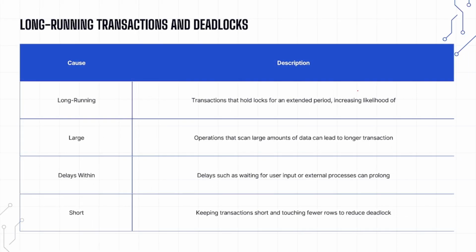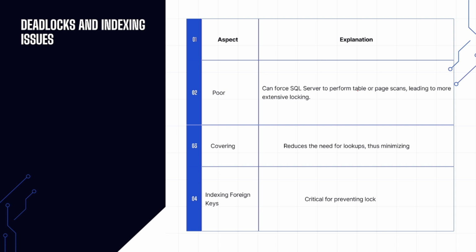Okay, so next thing: long-running transactions hold locks for an extended period, increasing the likelihood of deadlock. Large operations that scan large amounts of data can lead to longer transaction delays. Delays such as waiting for user input or external processes can prolong locks, so keep transactions short and touch fewer rows to reduce deadlocks. Then, poor indexes can force SQL Server to perform table or page scans, leading to more extensive locking. Covering indexes reduce the need for lookups, thus minimizing locking. Indexing foreign keys is critical for preventing locks.